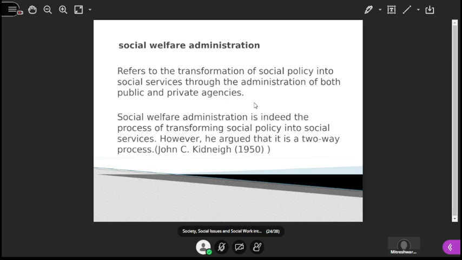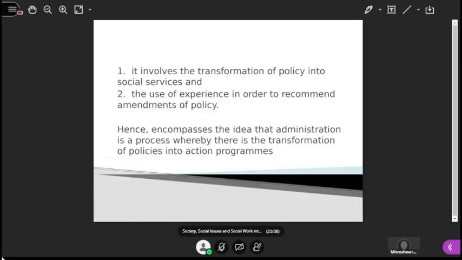Social welfare administration is indeed the process of transforming social policies into social services. However, he argues that it is a two-way process. It involves the transformation of policy into social services and the use of experience in order to recommend amendments of policy. Hence, it encompasses the idea that administration is a process whereby there is transformation of policies into action programs. Okay.